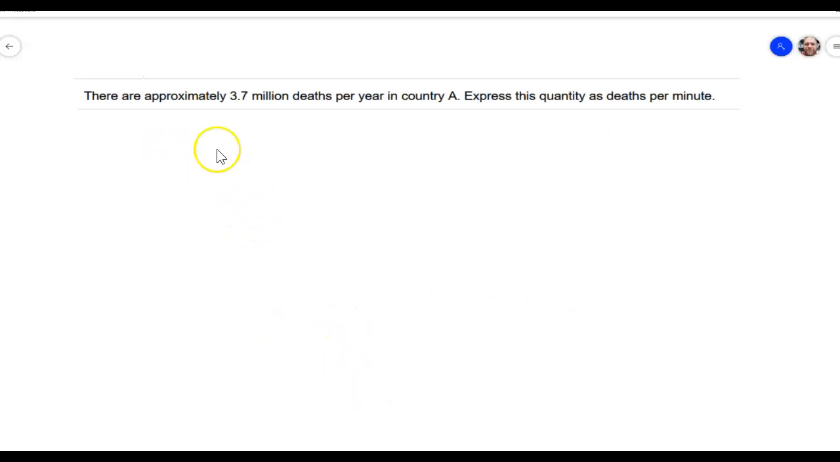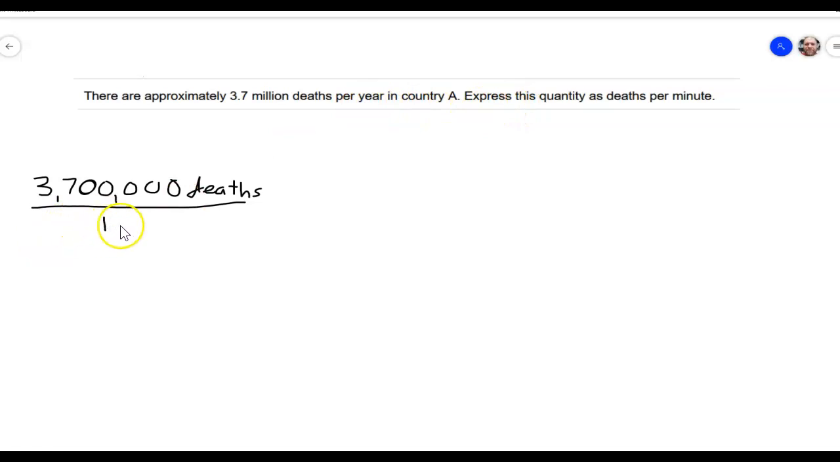And one way to do these is to first start off with our quantity known. So this is 3,700,000. That's how we write out 3.7 million. So that's going to be deaths for every 1 year. I'm going to set that up as a unit fraction just like this. So 3.7 million deaths per 1 year, I can just set up like a fraction here.